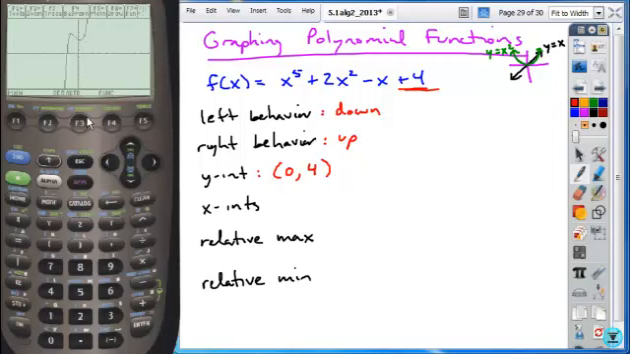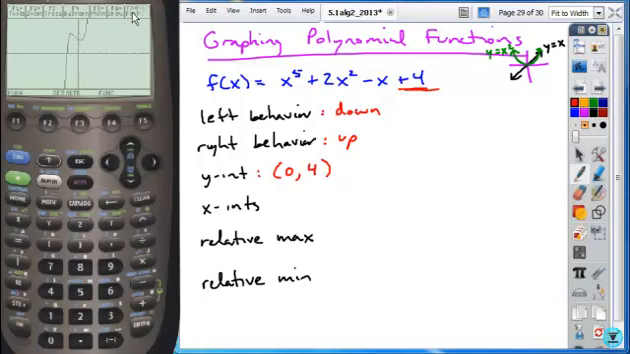All right, so if we're looking at this, we can see the left behavior goes down and to the left. Our right behavior goes up and to the right. So we can confirm our behavior by looking at the graph. The y-intercept, again, we can see that it looks like it's 0, 4.